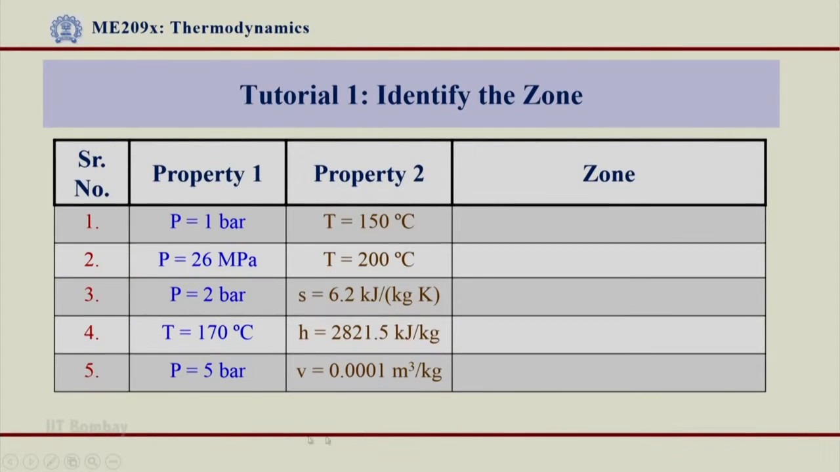these are the problems. So, we have here 5 problems for tutorial 1, 2, 3, 4, 5, and we have got 2 properties given for every problem. That means the first problem is identify the zone where our system is at 1 bar pressure and temperature is 150 degree centigrade. Alright, so now let us use steam tables and I will solve this problem for you as tutorial, and then you will have a lot of problems for assignments later on.